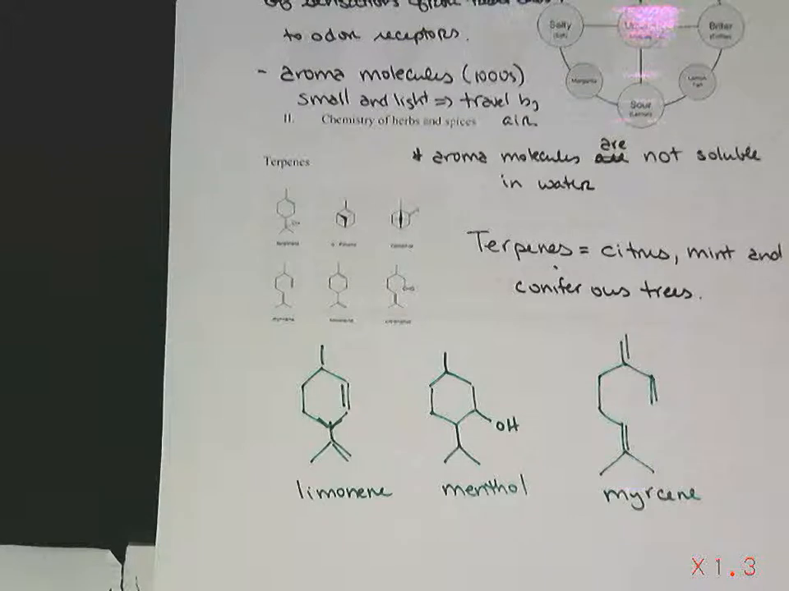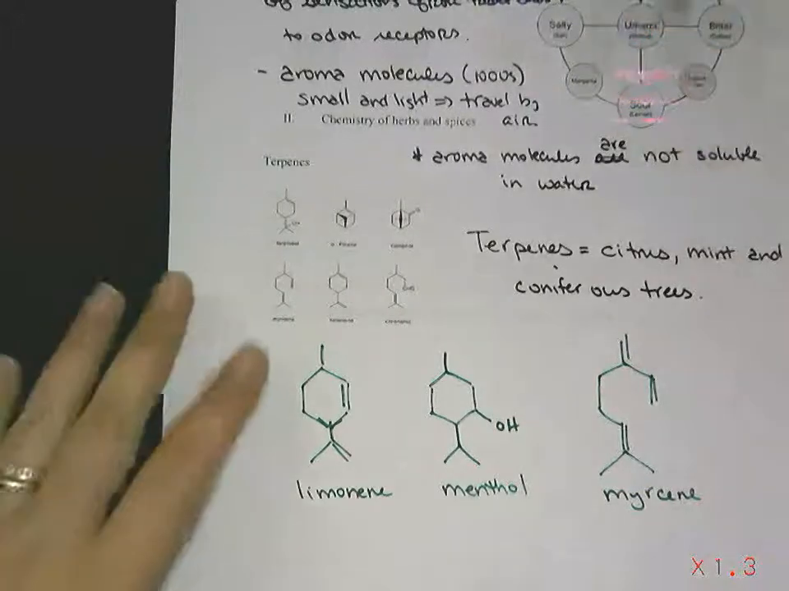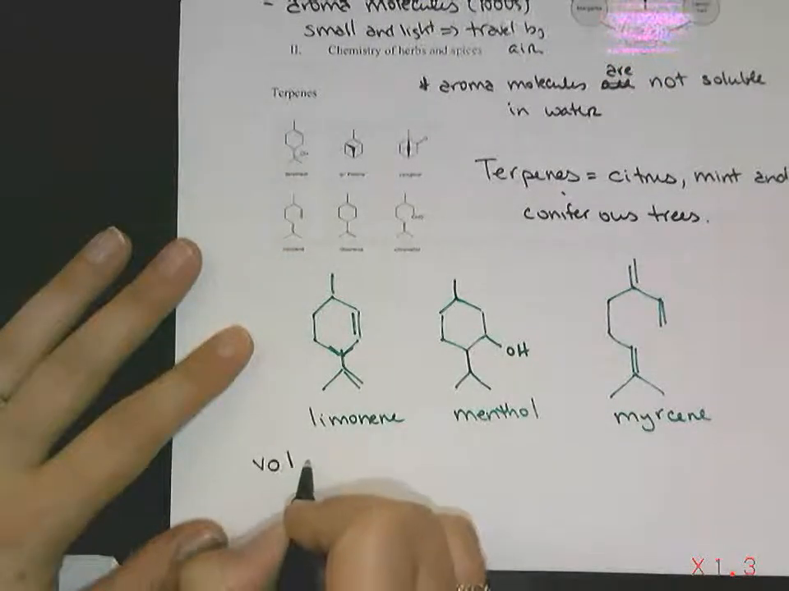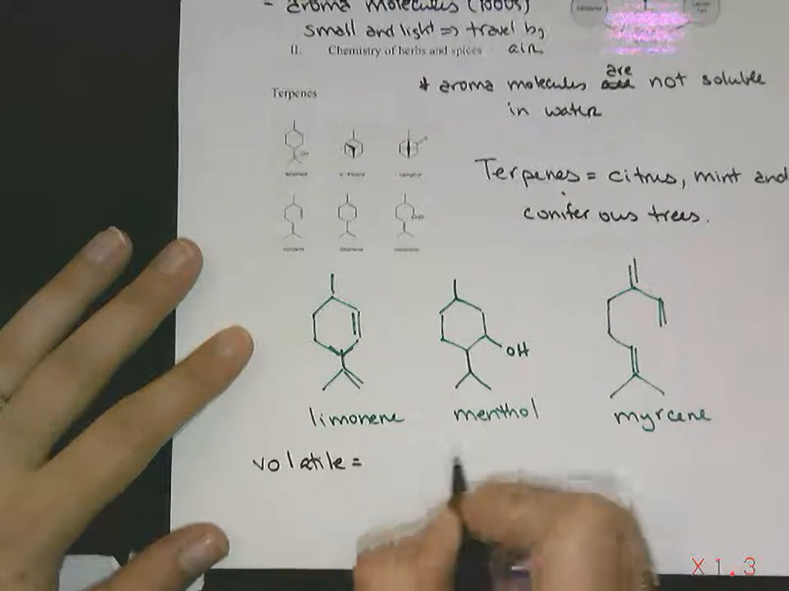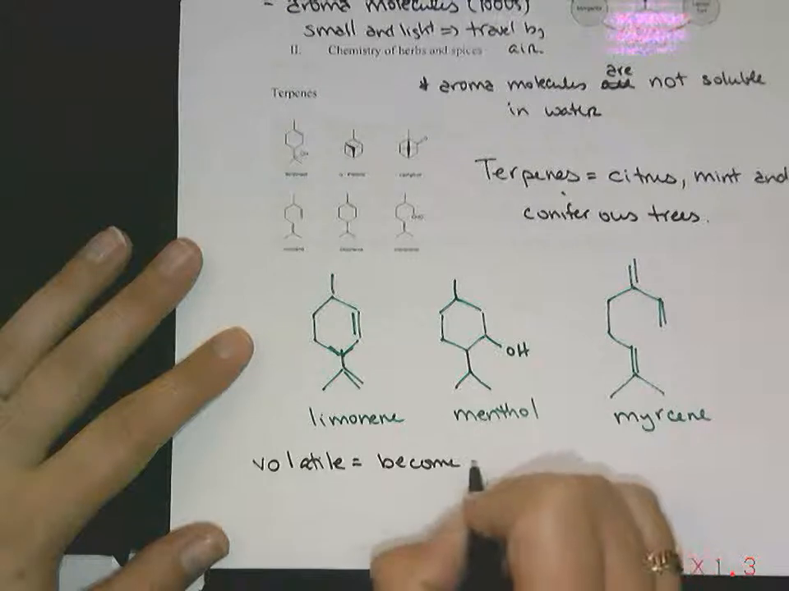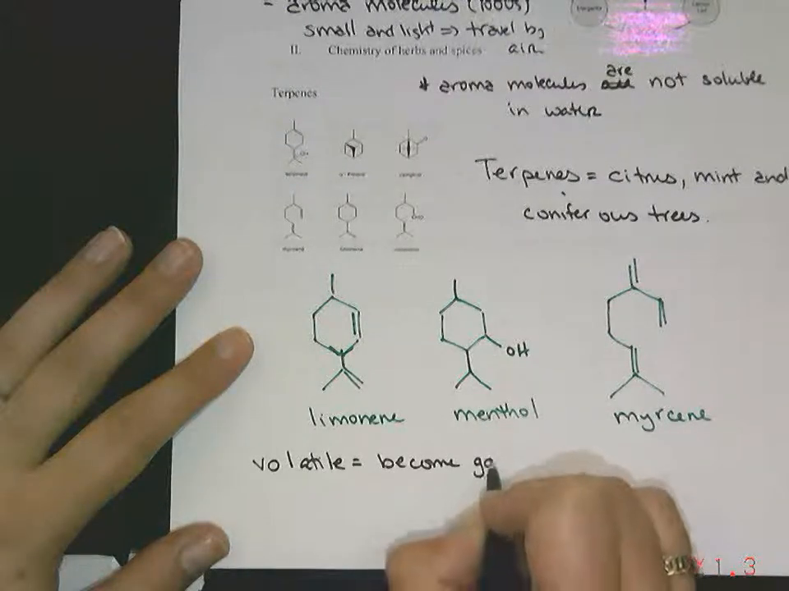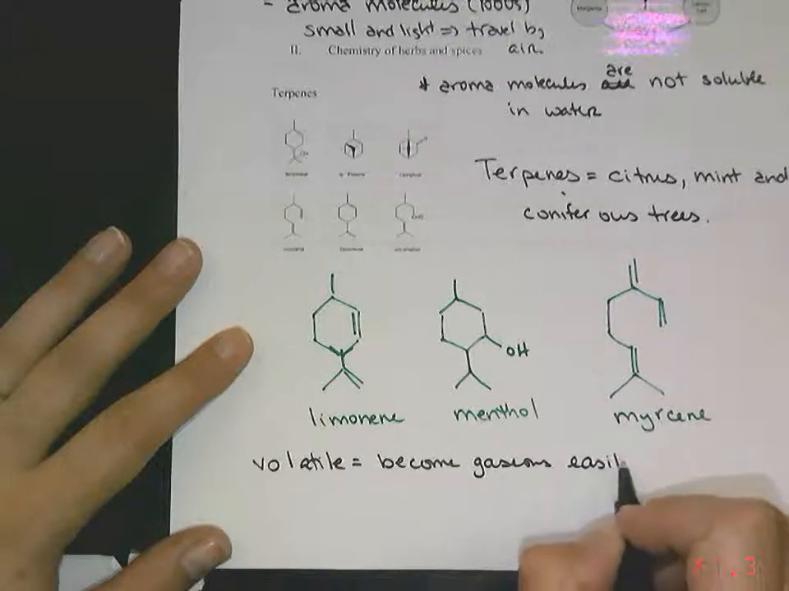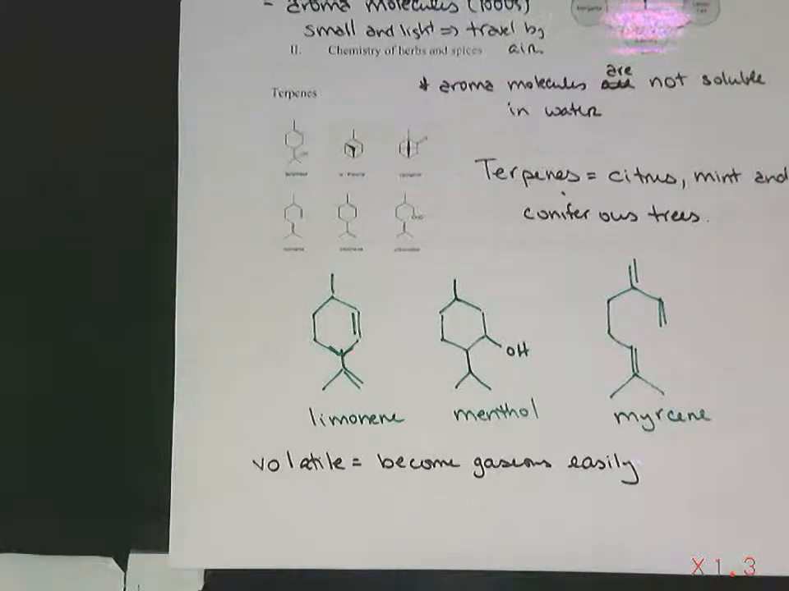Now terpenes are very reactive and very volatile. Volatile means that they become gaseous easily. These molecules go from being a liquid to a gas very, very easily, which means they travel to your nose very quickly.